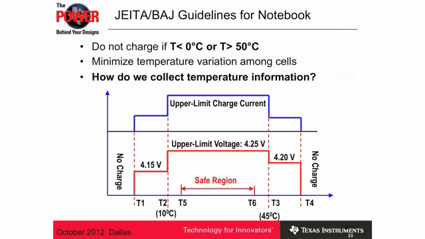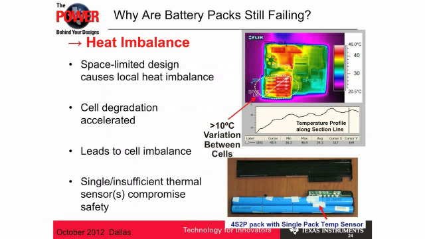Okay, how do we collect temperature information? You really want to be sure that you've got the worst case, the hottest cell, or maybe use several thermistors at different places on your array of cells. And the other problem with heat is what we call heat imbalance. This is a thermal image of a typical battery pack where the cells are not isothermal. That causes degradation in some cells faster than in others, and therefore they start to become unbalanced. And unbalancing is not a good thing. It reduces your ability to get all the energy you want out of the pack, and could be a safety issue.